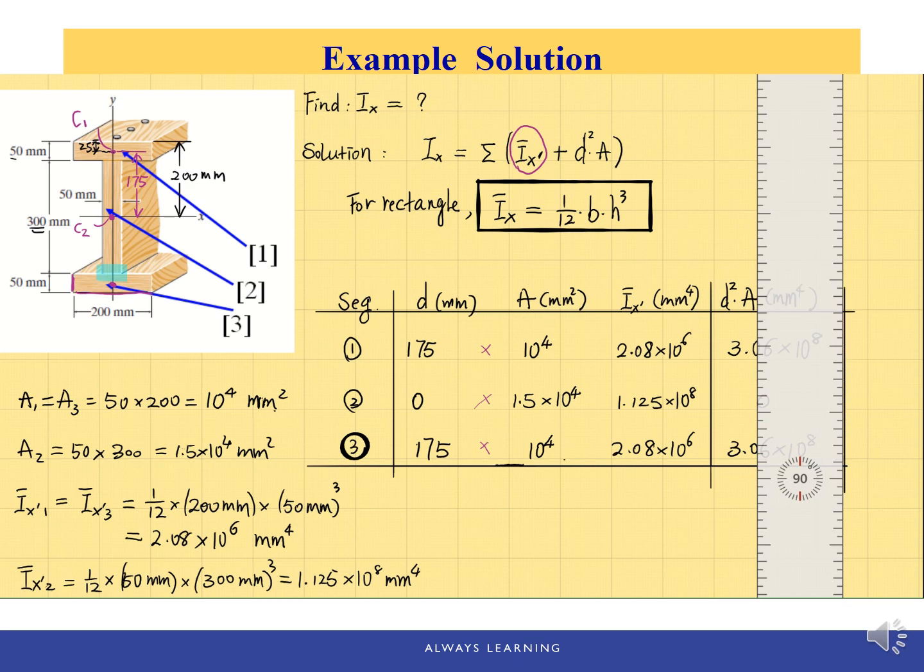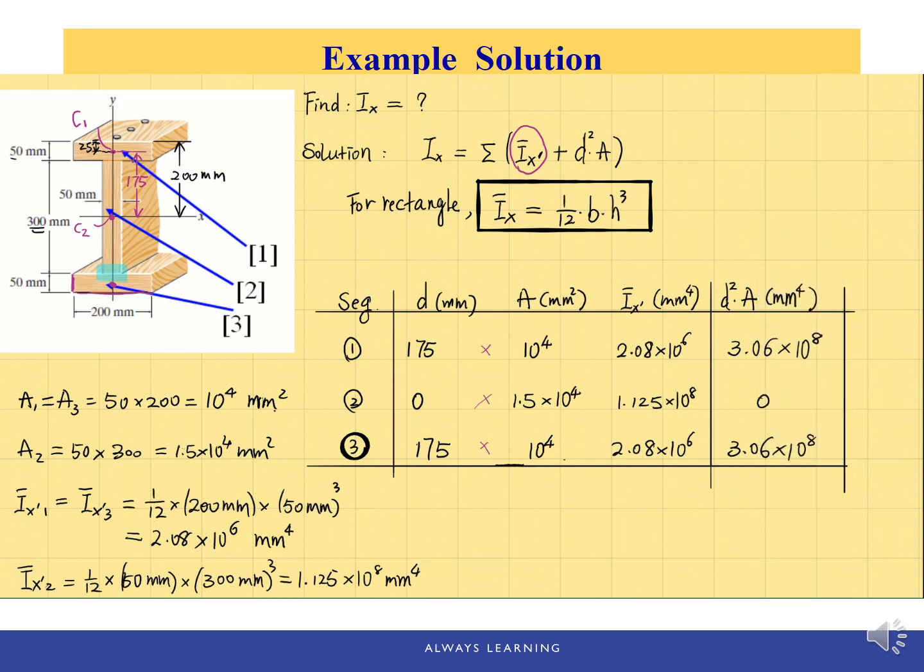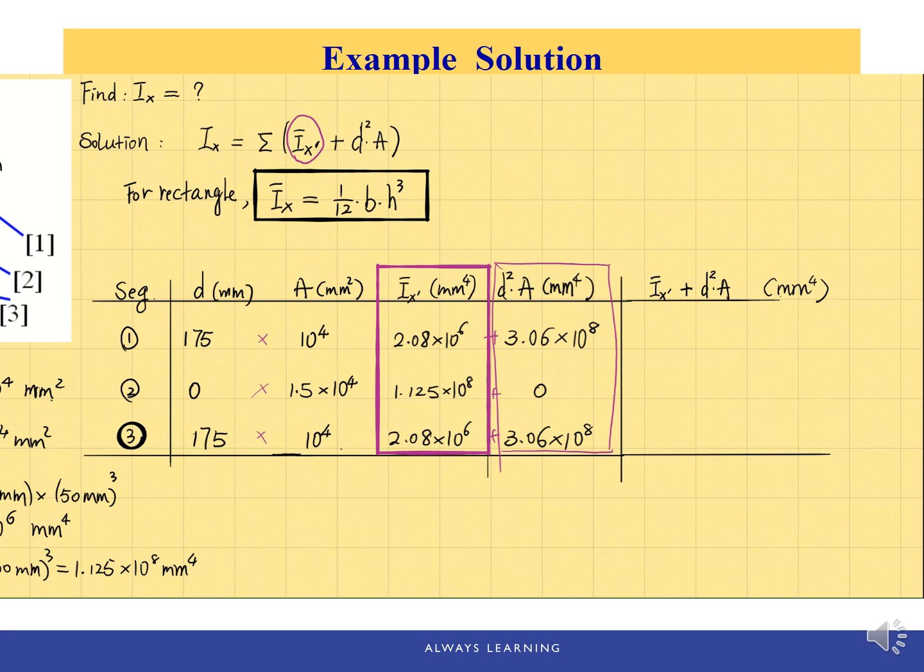And now we can add those two values together: I bar x prime plus d squared times a for the corresponding areas. So we're going to add this column and the column here. Add the corresponding values. So for area number 1 and number 3, when we add the I bar x prime and d squared times a together, we will have 3.083 times 10 to the 8th power, and here as well. For area number 2, we have the same as the moment of inertia about its own centroidal axis, which is 1.125 times 10 to the 8th power. And the unit I'm using here is millimeter to the 4th power.